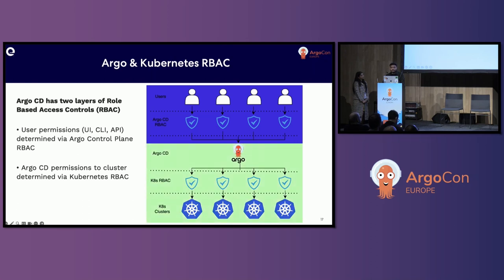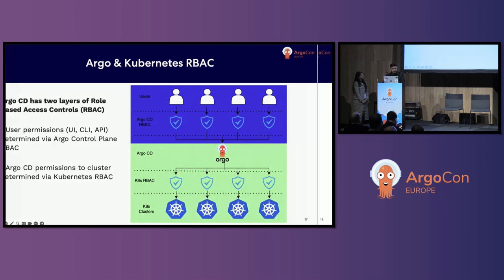In the second layer of RBAC, Argo CD will be interacting with the target clusters. For Argo CD to perform certain actions or to create certain resources, it needs role access or cluster role access created in the target cluster. Here we should define only the minimum privilege that Argo needs to create or delete resources. We should not provide additional permissions, to keep the environment or target cluster safe and secure.